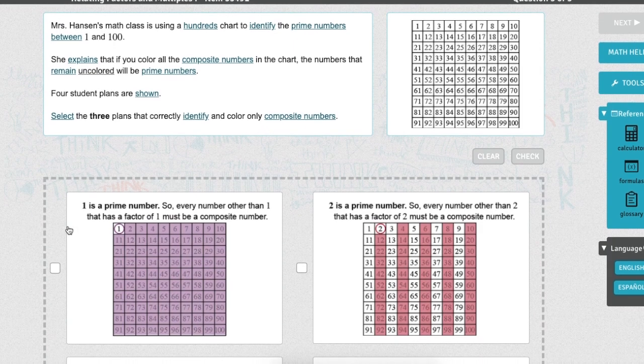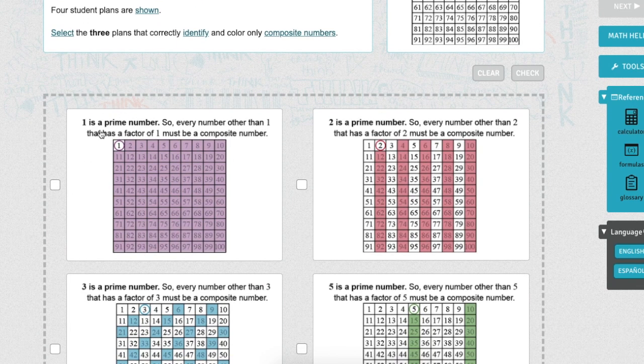Okay? So they said 1 is prime, so every other number is a multiple of 1, must be composite. I'm not sure about that. That kind of doesn't make sense to me because I know that 1 isn't prime. It's not composite either, but it only has 1 factor. And we're not trying to multiply up.